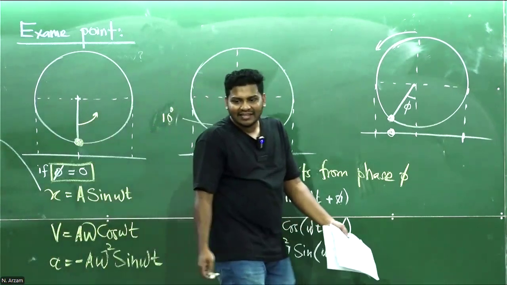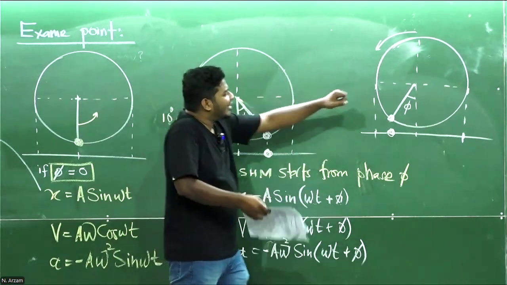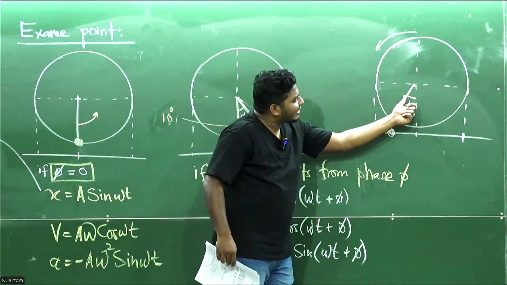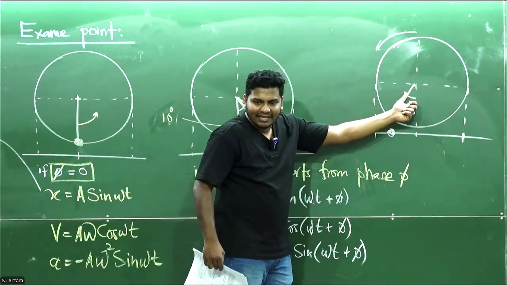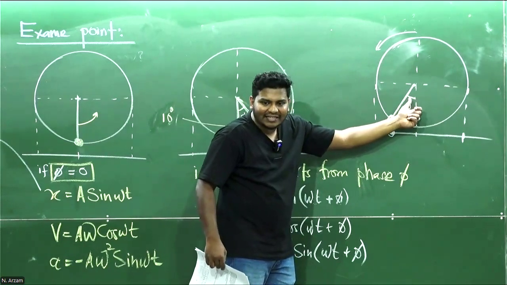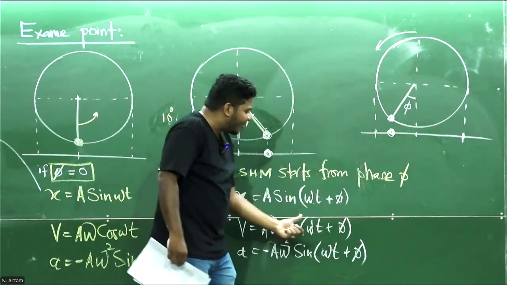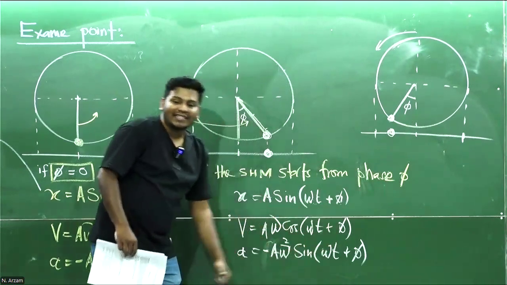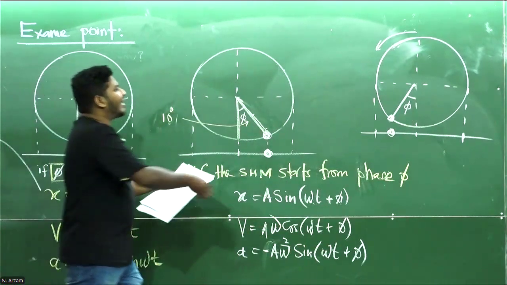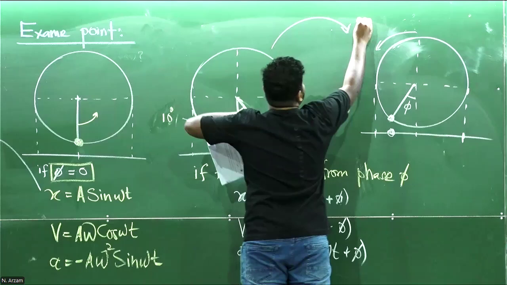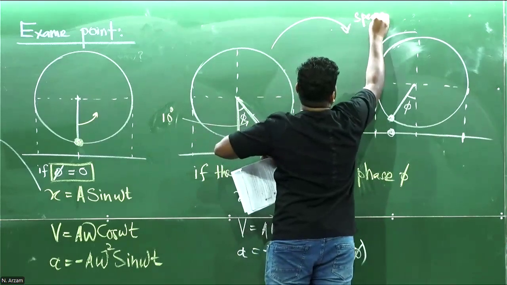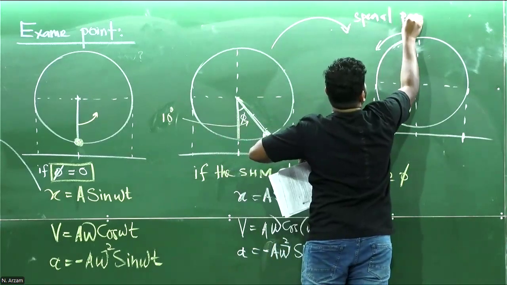Why minus phi? Because from this point, there is already some angle, it turns. So we should mention that also. So that's why we put minus here. You got the point. So let's write this down in the special point.